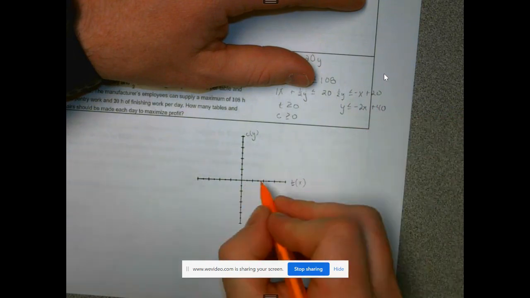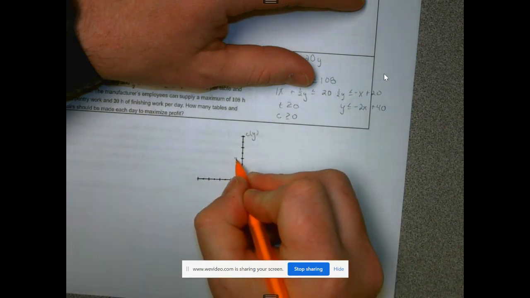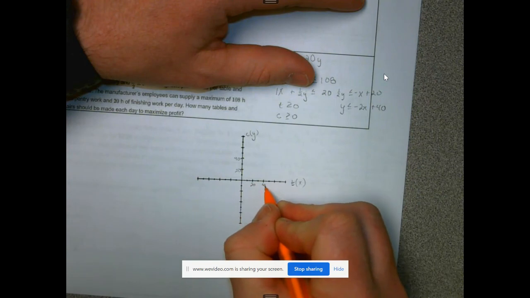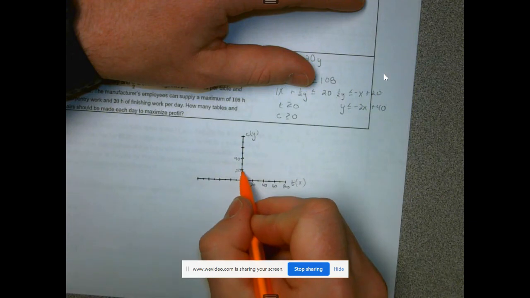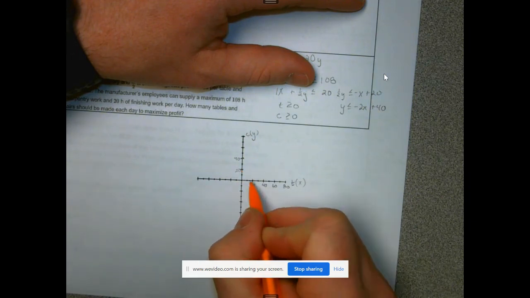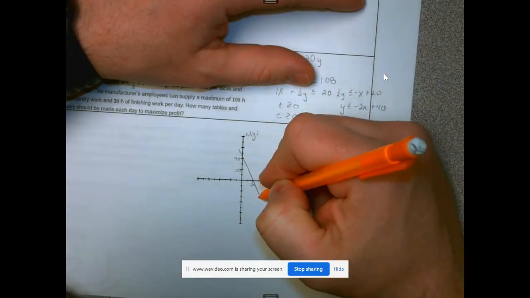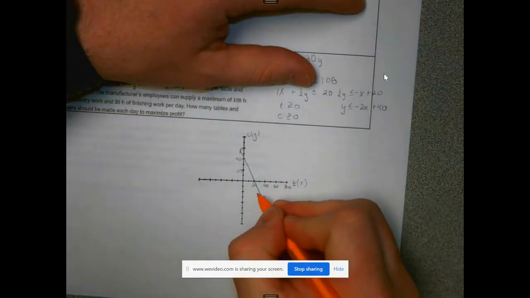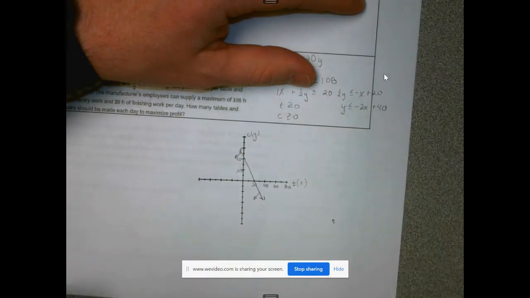Okay, so I probably need to go by tens. So 10, 20, 30, 40, and down 2. So 20, 40, 60, 80. So I go down 1, 2, go right 1. So it looks like we have this graph right here. And we want Y to be less than that, so we're going to shade below it. I'm going to just put an arrow to show which side I'm shading here.